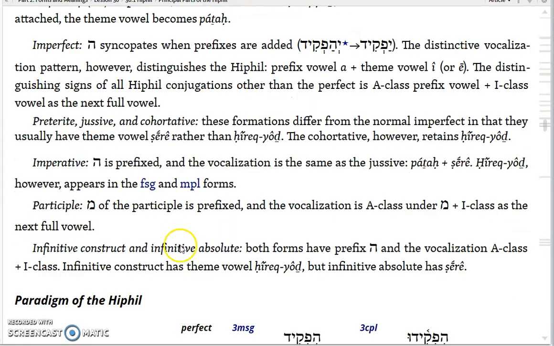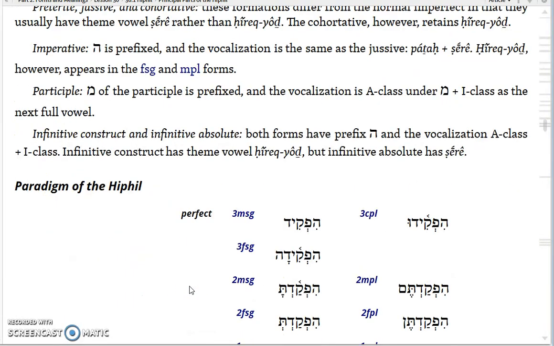And then the participle, the mem of the participle is prefixed. And again, it would have originally been a mehafqid, but then the mem replaces the he, and so you get mafqid as your participle. And then the infinitive construct and the infinitive absolute both have a he, but with an A-class vowel followed by an I-class vowel. So here he gives you the paradigm.